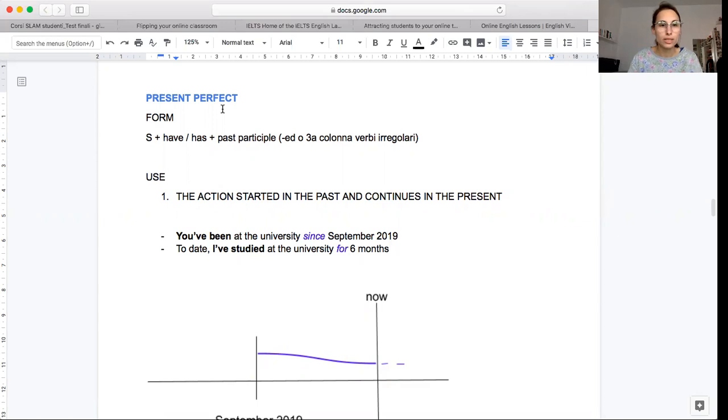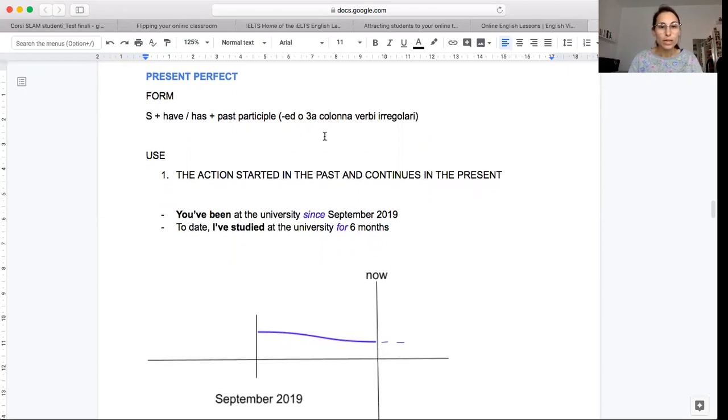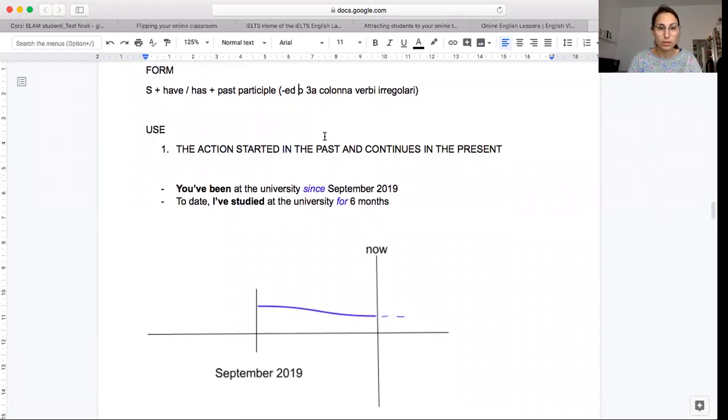The present perfect is formed using the subject, have or has according to the subject, and the past participle of the verbs. The past participle is formed adding ed to the regular verbs, or using the third column of the irregular verbs, okay, in the table that we are all familiar with. As for the use, we have a look at two uses in this short video.